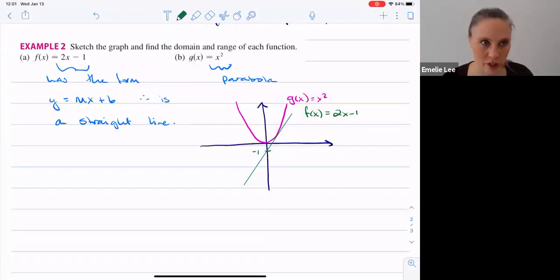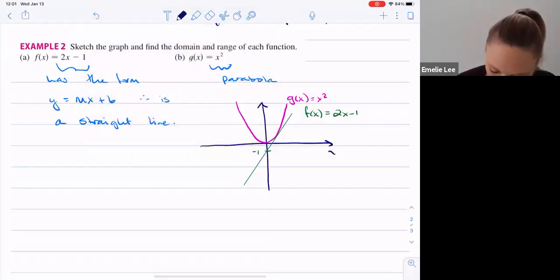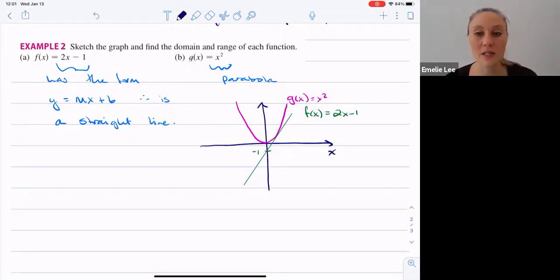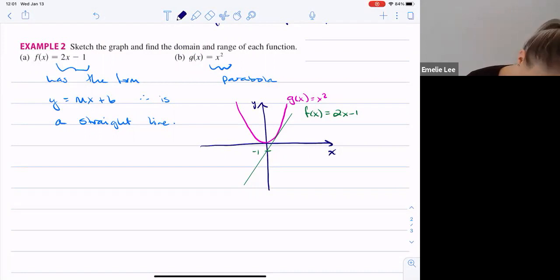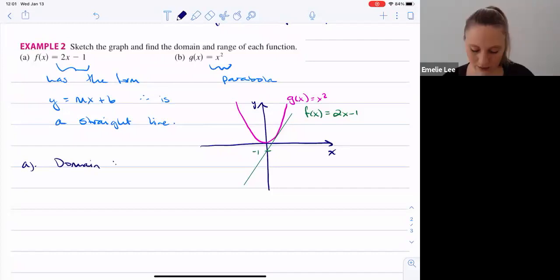Just a sketch, okay? Why I wanted to do this is, one, to remind you that we're still sketching stuff, but also from the graph, we can talk about the domain and range. Now, the domain is all possible values of x, right? So what's allowed to go into x? And then the range is all possible values of y. So for A, the domain is going to be what?